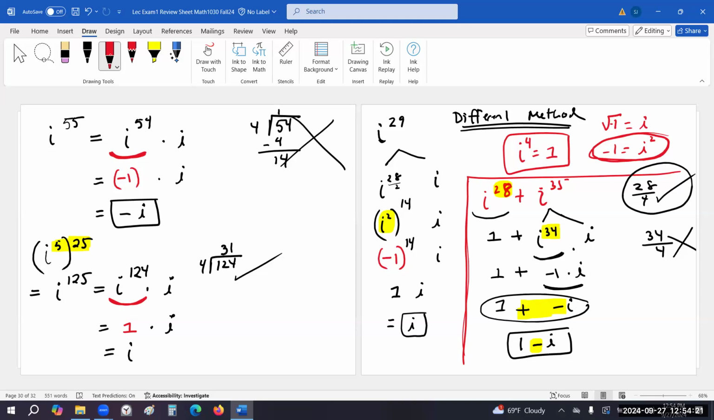You may wonder why. So let me show you real quick. i to the 28 is i to the 4, how many times? 7 times. But what is i to the 4? 1. So if you have 1 seven times, what is the answer? 1. See? That's why if you can divide your power by 4, the answer is 1. If you cannot divide the power by 4, that means it's divisible by 2, and 2 means -1. So the answer is -1.